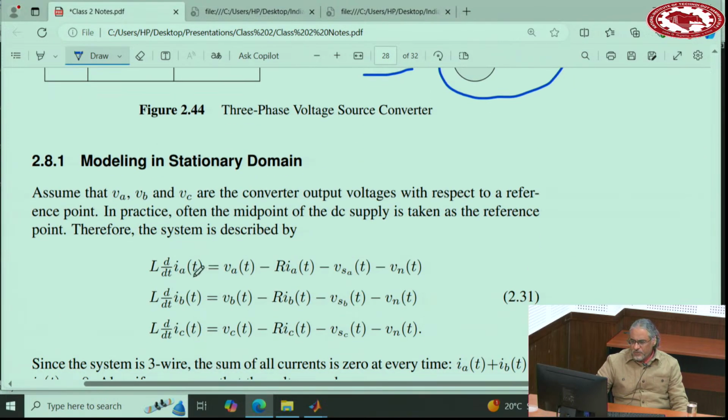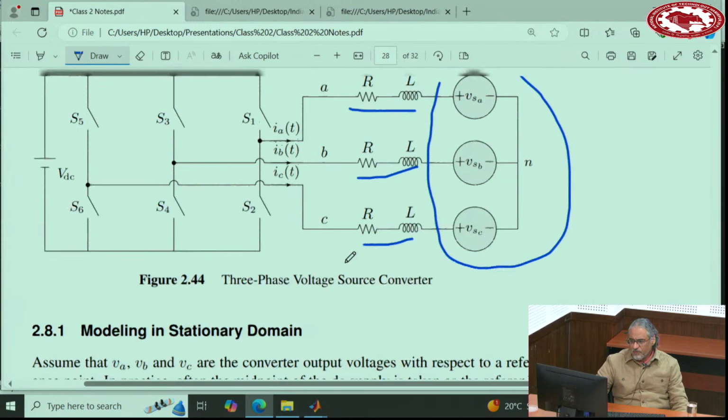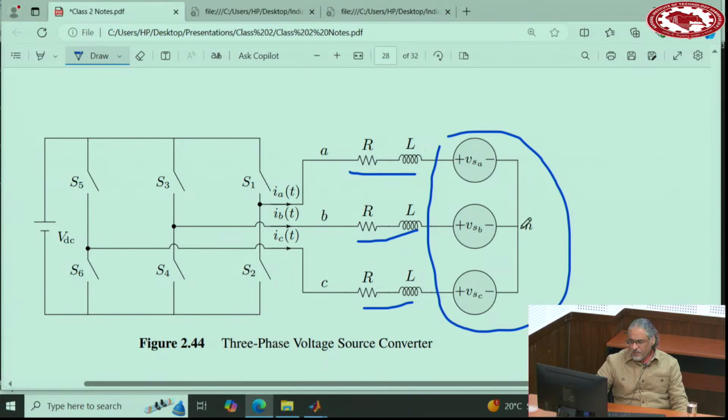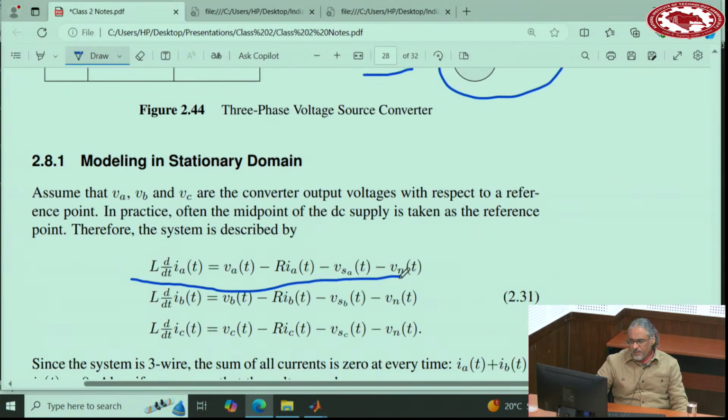So in the stationary domain, basically, you write down the equations. This is the voltage equation for the first loop here. And this point is called N, Vn. This is the voltage for the second loop. This is the voltage for the third loop.